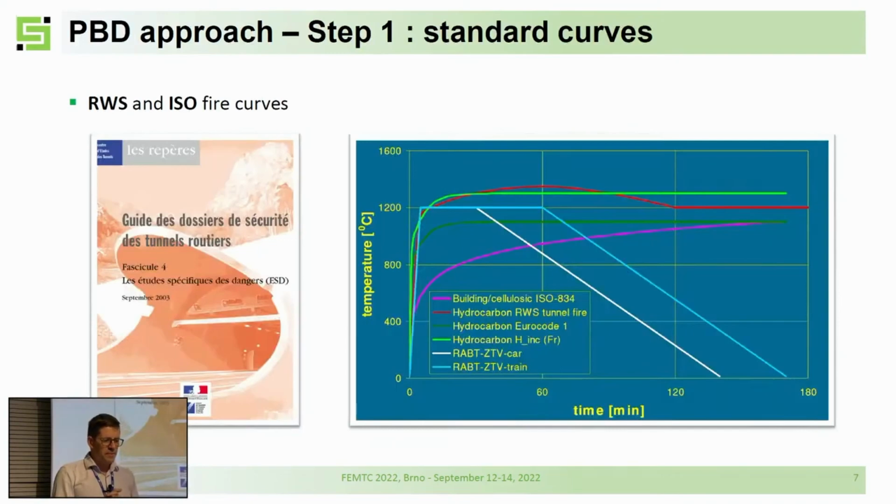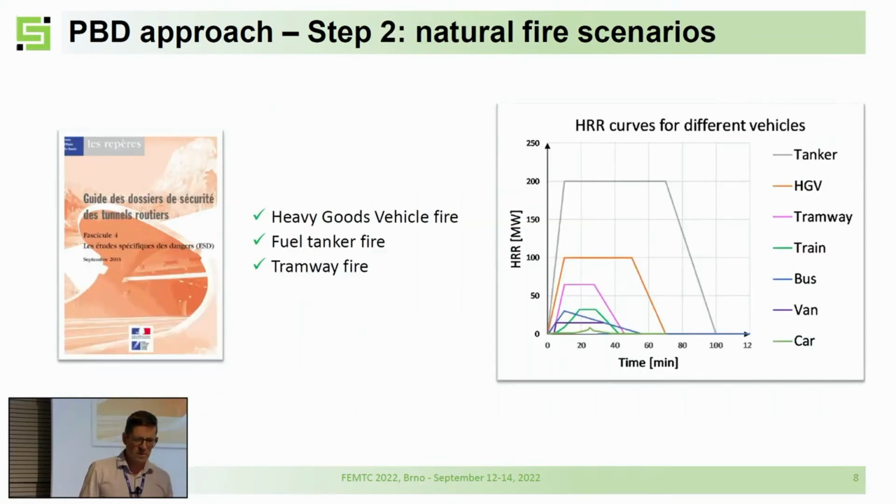For the fire action, we often rely in Switzerland on a French guide. It's called Guide de Sécurité pour tunnel routier. It gives some examples, and we have this normalized fire curve that you can find in any publication. And these fires are adopted in Switzerland too. So it's easy to start. In this guide, we have the heat release rate curve for different vehicles: heavy goods vehicle fire, fuel tanker fire, and thermal fire. That's what we will have in this tunnel.